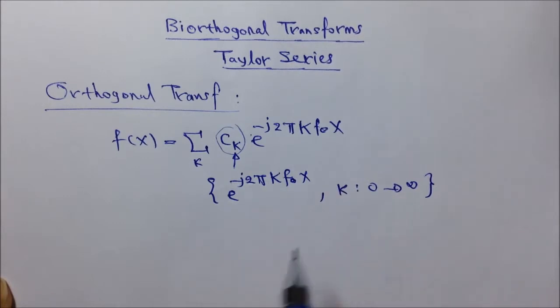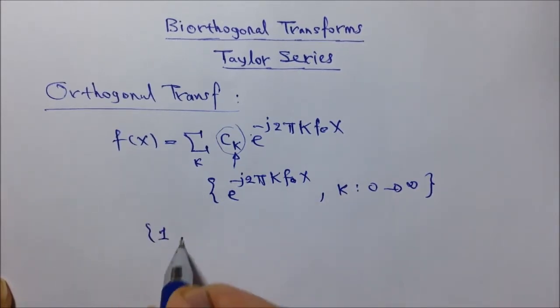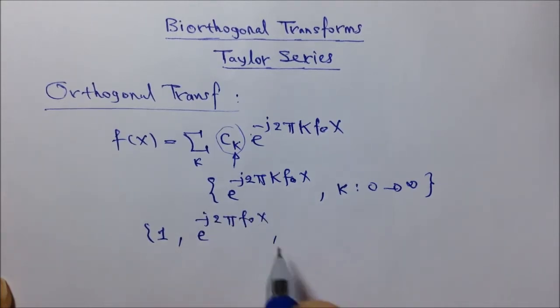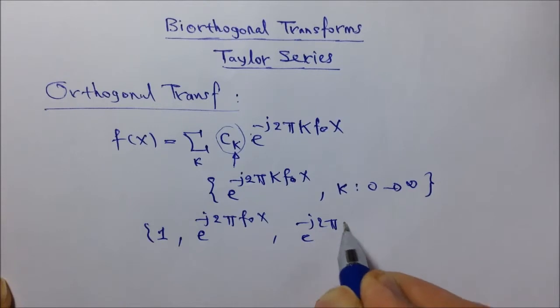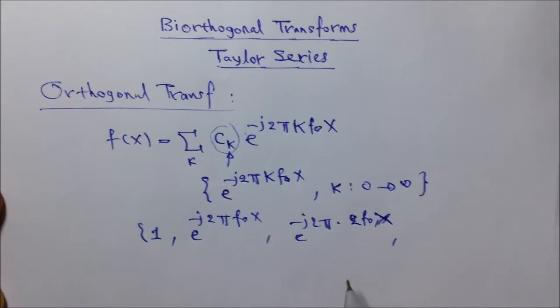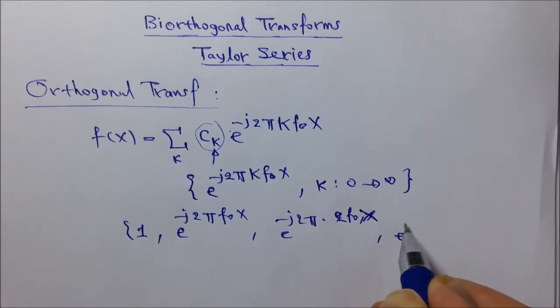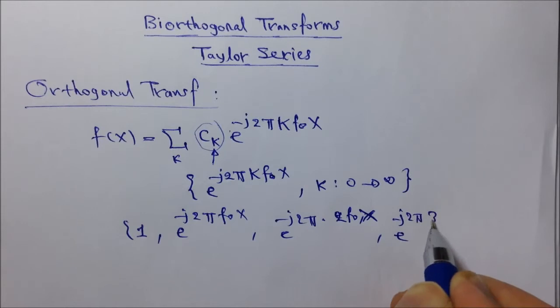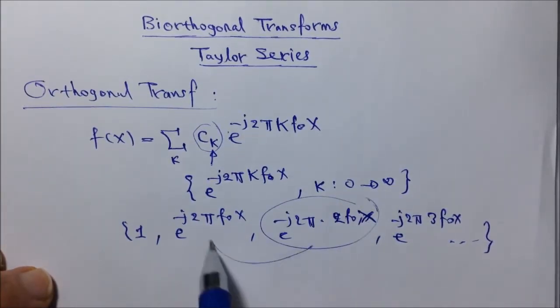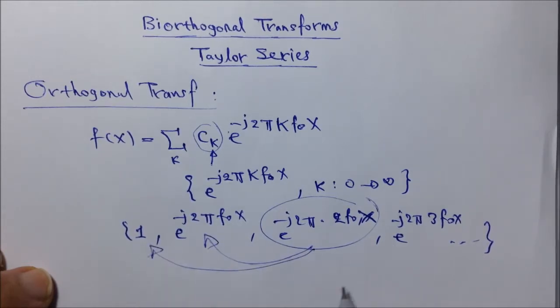Like if we just substitute k equals 0, we get 1, and when k equals 1, e to minus j 2 pi f naught x, when k equals 2, e to minus j 2 pi dot 2 f naught x. And if we substitute k equals 3, e to minus j 2 pi 3 f naught x. So the special thing about this family is that each and every single member of the family is orthogonal to each and every single other member of the same family. So except for itself, of course, a function cannot be orthogonal.